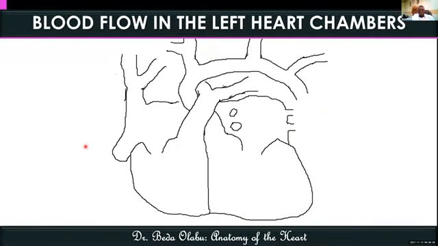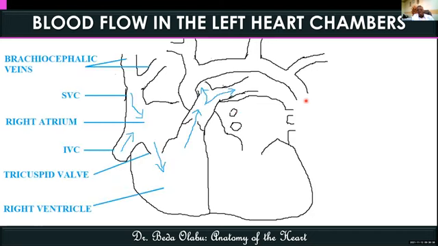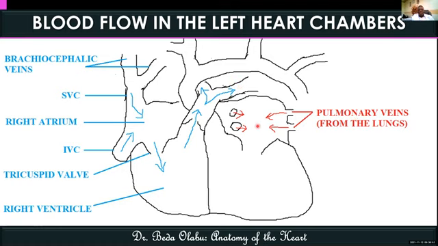Now let's talk about the left heart chambers. Perhaps we'll do what we did first: talk about how blood flows through the left heart chambers. That one we've already talked about. When blood moves to the lungs, it goes for oxygenation, then comes back through the pulmonary veins to the left atrium.